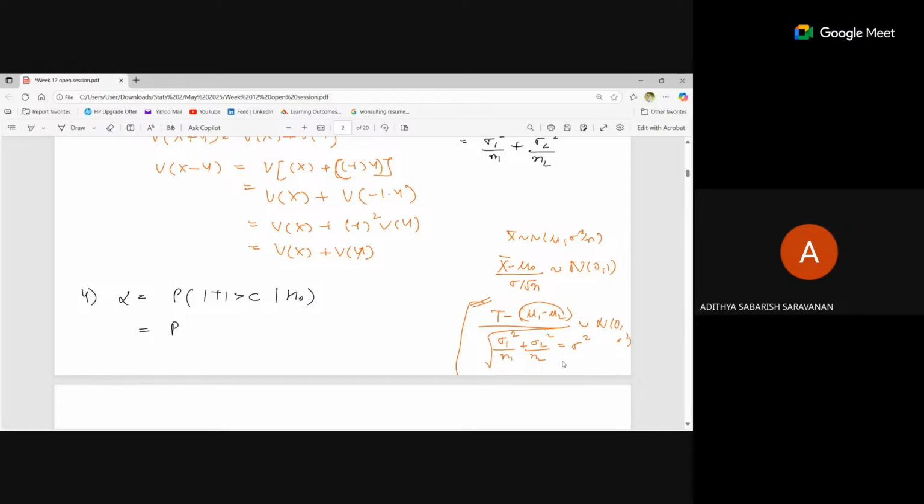But in the previous equation, it was x bar minus E of x bar divided by SD of x bar, which follows N of 0, comma 1. So I thought it should be the same for t. No, this won't be following normal 0, comma 1. This would be following normal 0, comma the variance value, which is the sigma square. But I'll just check on it.